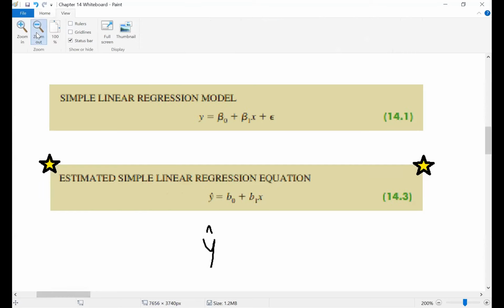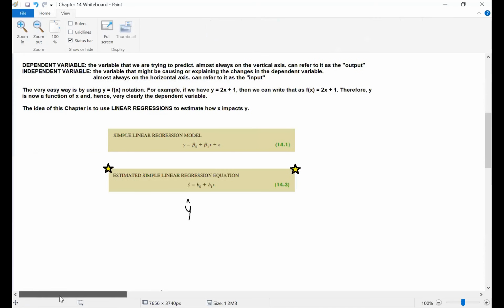So before I continue, does everyone have this written down, or can't read anything, or anything like that? Okay.